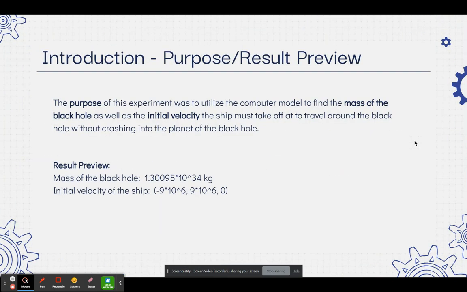In this lab, the purpose was to utilize the computer model to find the mass of the black hole as well as the initial velocity of the ship that it needs to take off from in order to not crash. And some result preview is that the mass of the black hole ended up being around 1.3 times 10 to the 34 kilograms, and the initial velocity of the ship ended up being negative 9 times 10 to the 6 in the x direction and 9 times 10 to the 6 in the y direction.